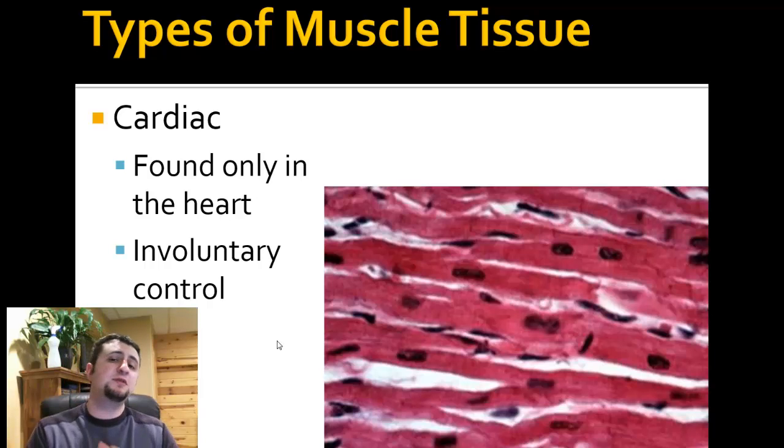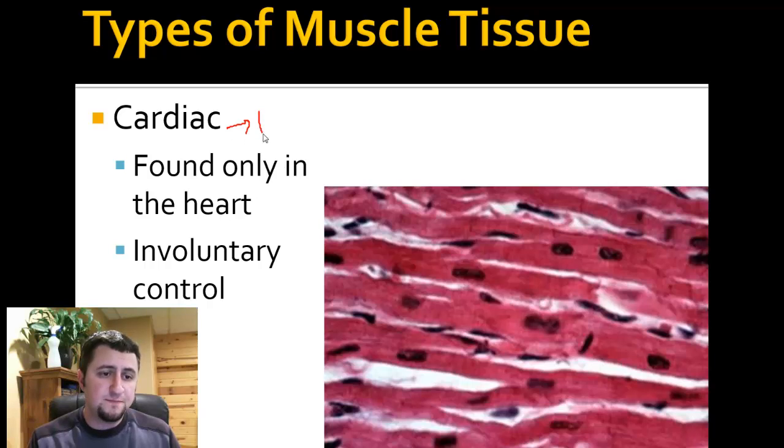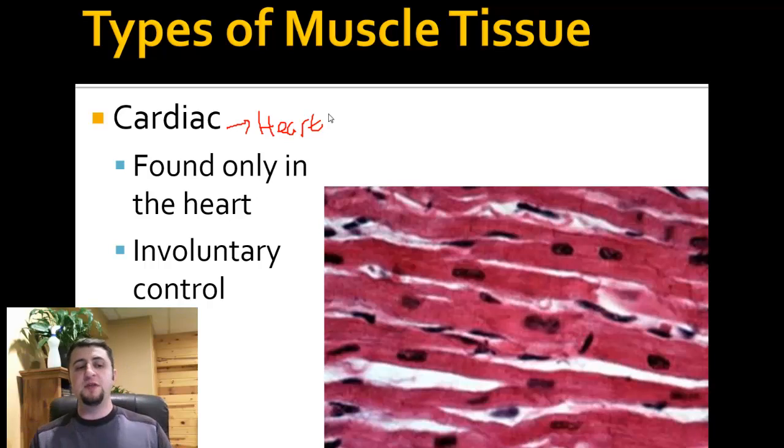And then the last type of muscle tissue we're going to focus on is cardiac muscle. Cardiac muscle, use your root words there, guys. Cardiac is heart. So cardiac muscle is muscle found in the heart. It's only found in the heart. Once again, it's under involuntary control. You can't think, let's make my heart beat now. It doesn't work that way.